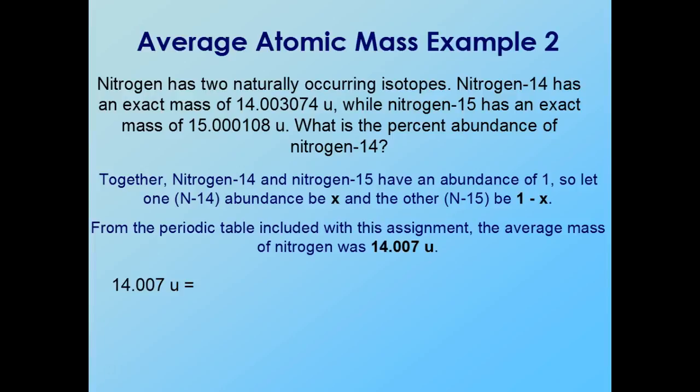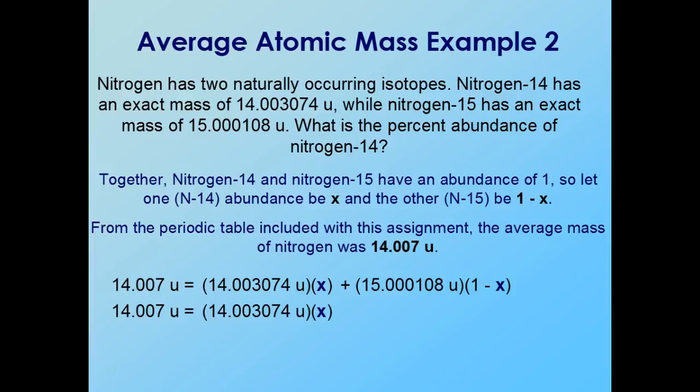So since the average mass is equal to the sum of the 2 individual masses when accounting for their percent abundances, I'm going to take nitrogen 14's mass and then multiply it by X, since that's the relative abundance of that particular isotope as we've defined it. And I'm going to add to it the mass of nitrogen 15 and its relative abundance, 1 minus X. Hopefully at this point you see that this is going to be an algebraic exercise. So I'm going to distribute the right side of my equation through.